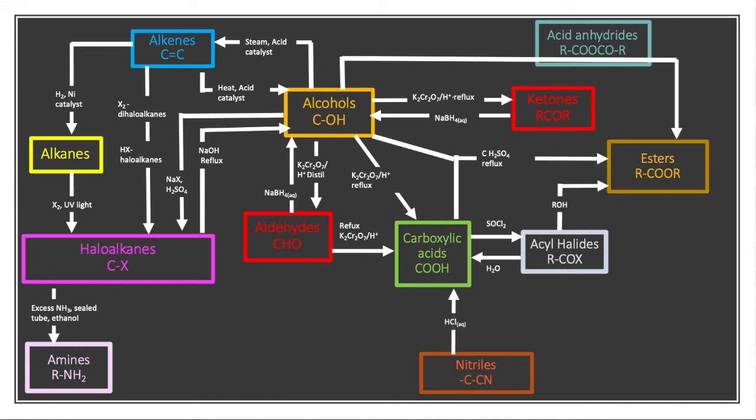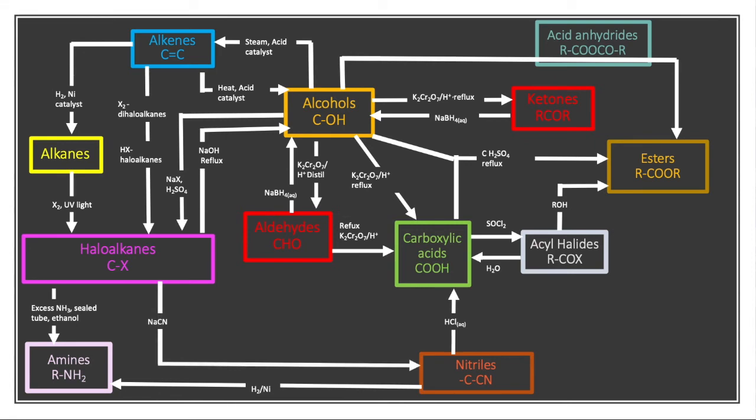Nitriles can be turned into carboxylic acids by adding dilute HCl, and they can be made into amines by reacting them with hydrogen and a nickel catalyst. And we can turn halogenoalkanes into nitriles by reacting them with sodium cyanide. Hydroxynitriles are produced by reacting aldehydes or ketones with NaCN under acid conditions.